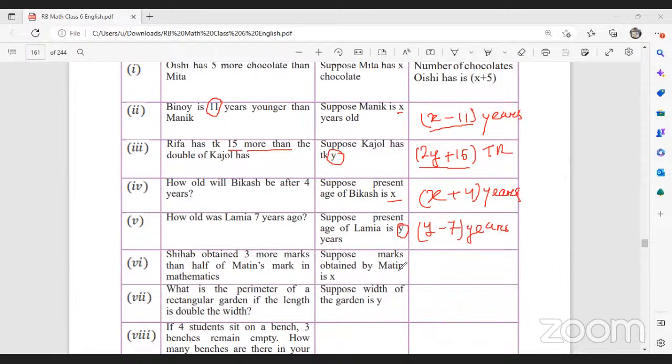Suppose marks obtained by Martin is X. So she has obtained 3 more marks. I mean, 3 is actually a number that is kind of an increasing number. That means that is a positive number, right? Then half of Martin's mark. মার্টিনের কত X. What is half of that? X by 2, right? Plus 3, because 3 is increasing, right? So plus 3 marks, right?